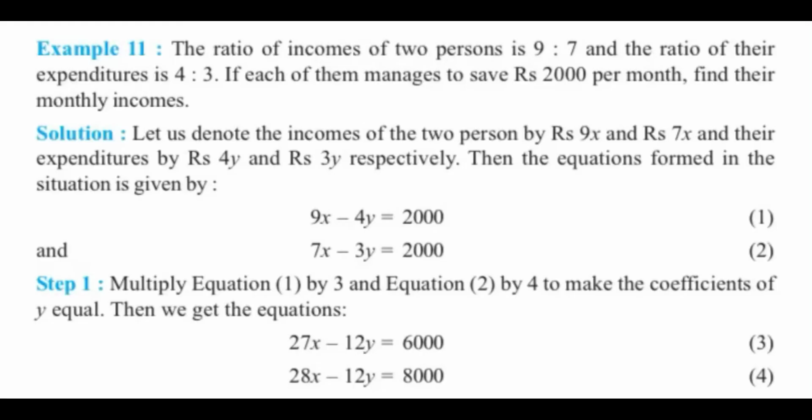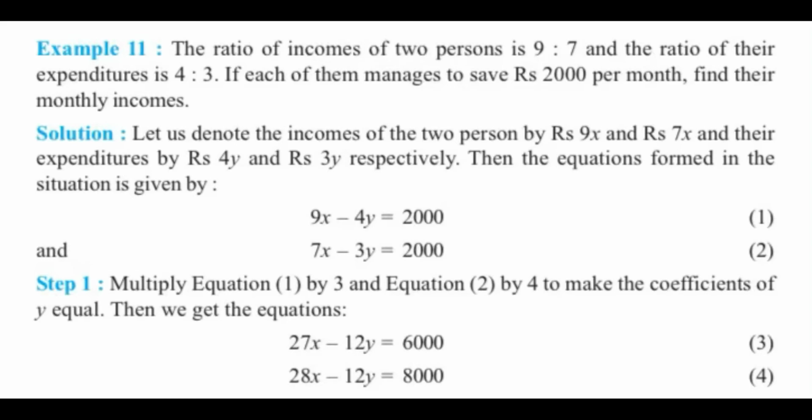Example 11. The ratio of incomes of two persons is 9 is to 7 and the ratio of their expenditures is 4 is to 3. If each of them manages to save rupees 2000 per month, find their monthly incomes. You know that income minus expenditures will give you the savings, right?